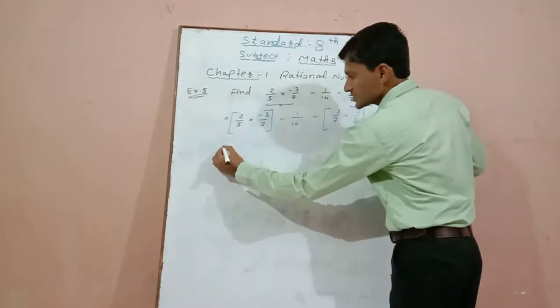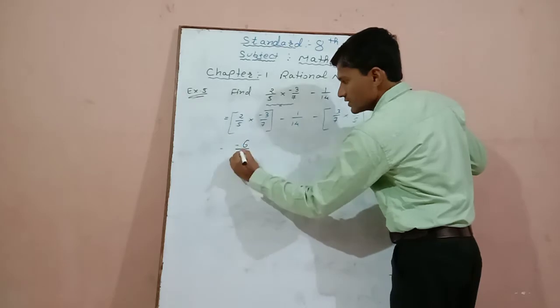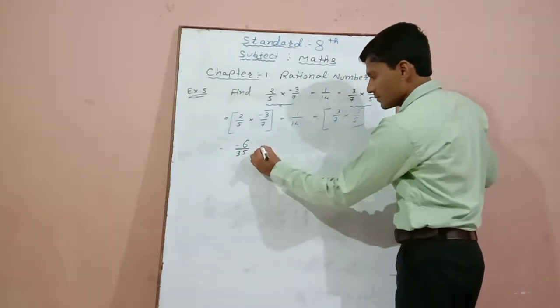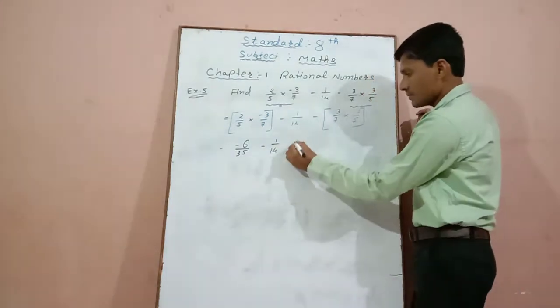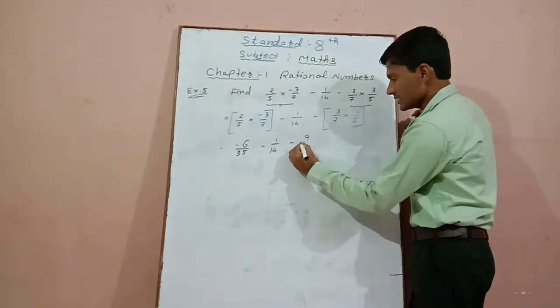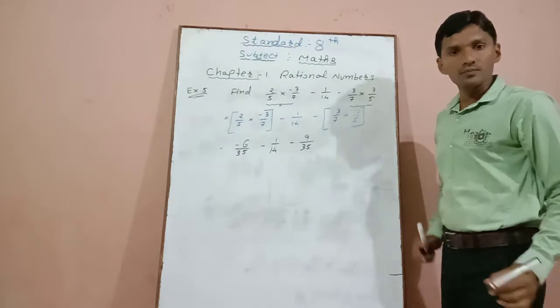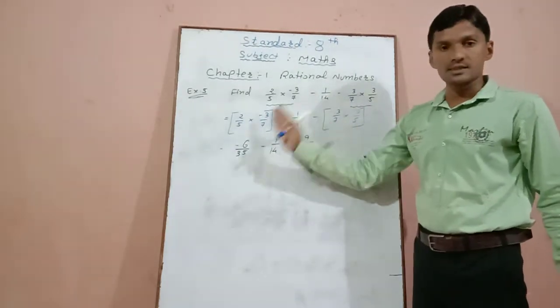Here it is minus, so the answer will be minus 6 divided by 7 5s are 35. Again minus 1 divided by 14. Again minus, and here 3 3s are 9 divided by 7 5s are 35. Okay, now we can take a common LCM of this.